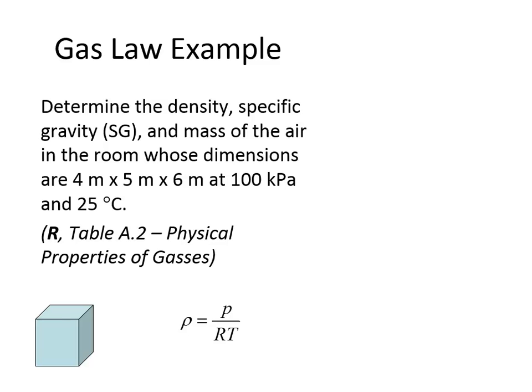But let's go through this using the gas laws to find out what is the density of the gas, what is the mass of air that's present in the room, and the specific gravity, which is a term that we had last class time. So first of all, if we look at the R value, we can get the R value for air out of table A2. And R is given as 287 joules per kilogram Kelvin.